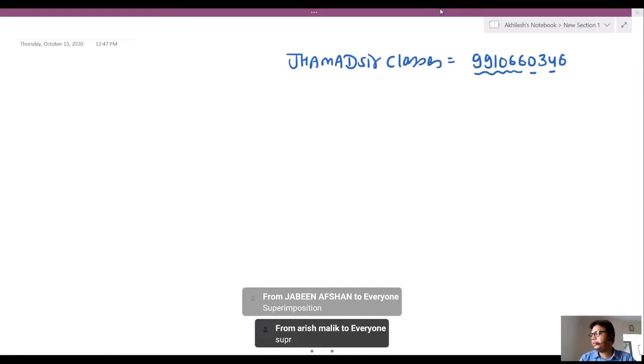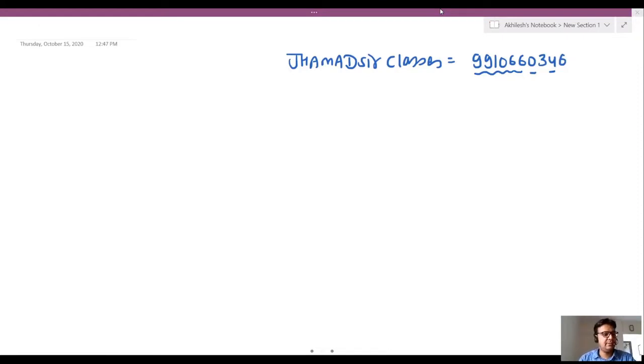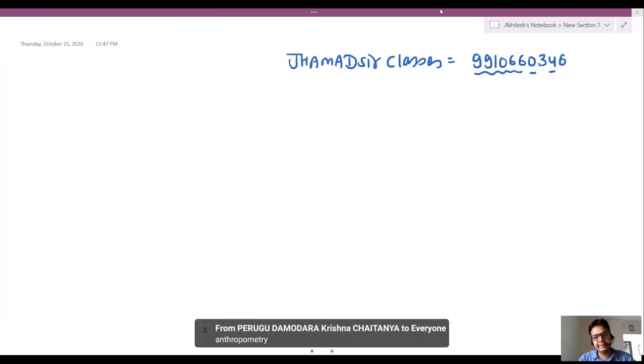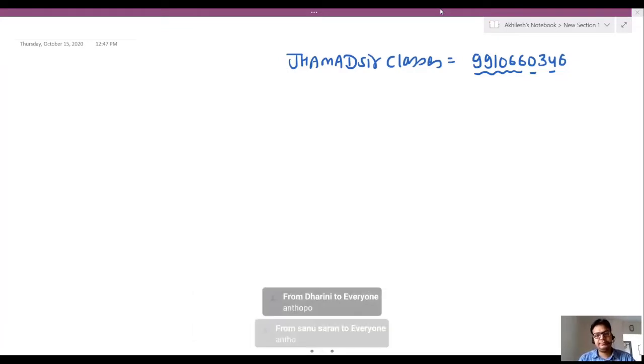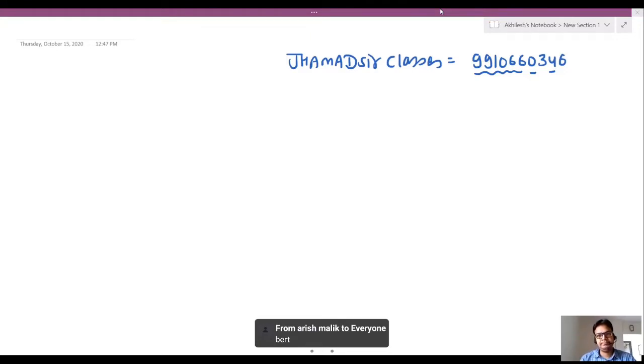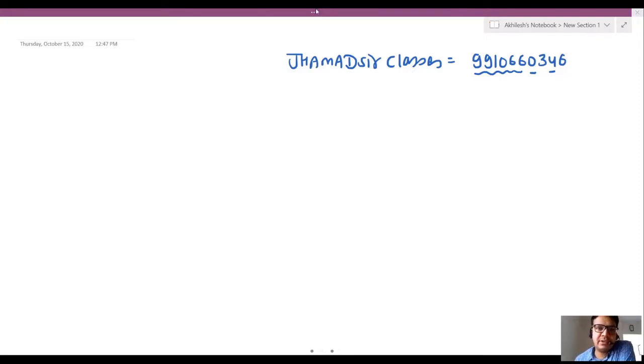Physical measurement, descriptive data and body marks are used in anthropometry. What is another name of anthropometry? Anthropometry is also known as the Bertillon system and portrait parlé. Okay, so now we can proceed to the next.